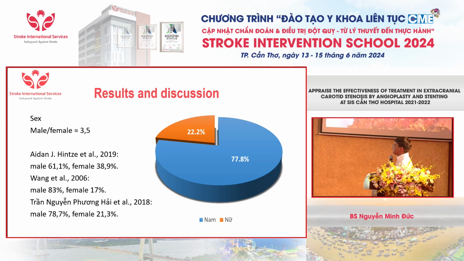So this is the result. The rate of male and female is similar to another study, about 3.5.